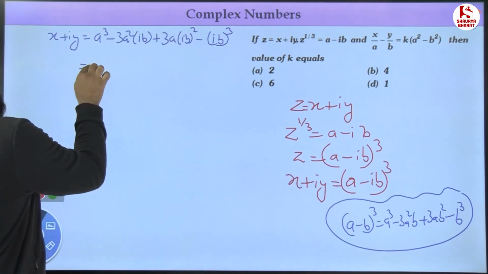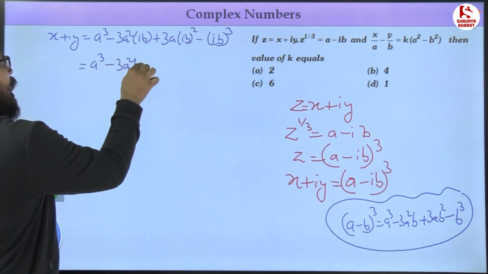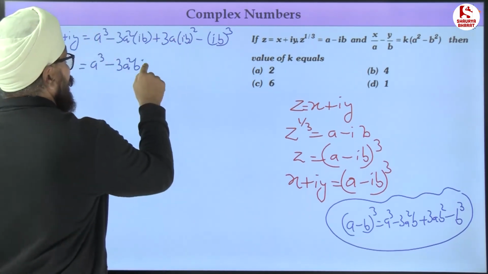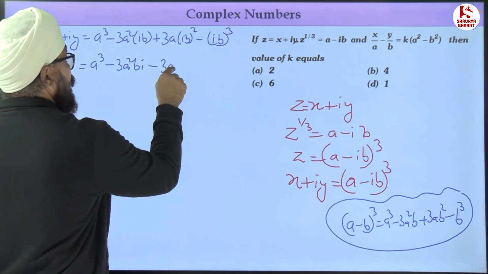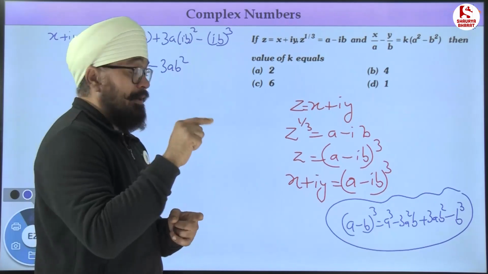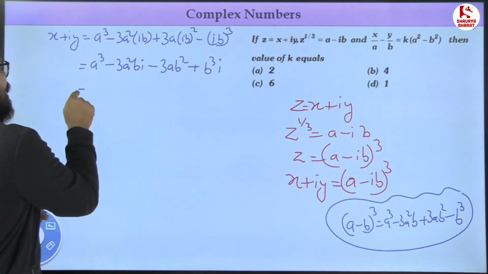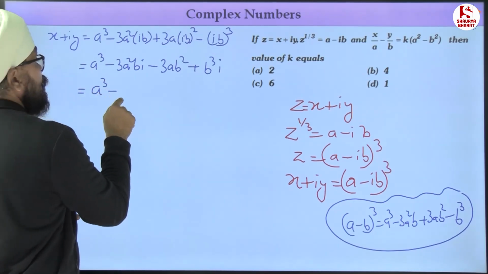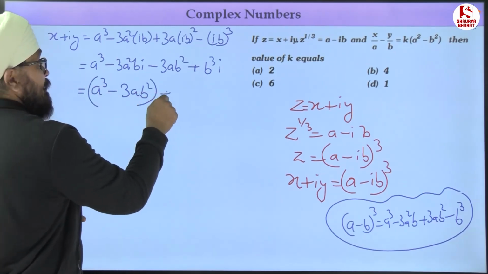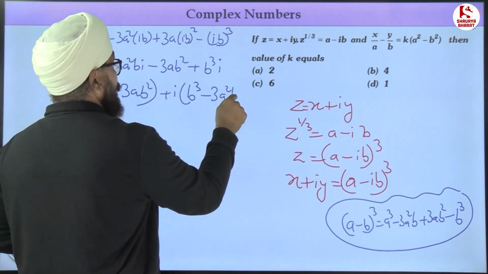Now, let us simplify. This is a cube. This becomes 3a square b iota. This becomes iota square, means minus 1, so this will have a minus sign, 3ab square. Iota cube is again having a minus, but with iota, so minus iota, this becomes plus b cube iota. So, let us take the real parts together: a cube minus 3ab square. So, this is our real part, and take out that iota common. Here we are having b cube minus 3a square b.